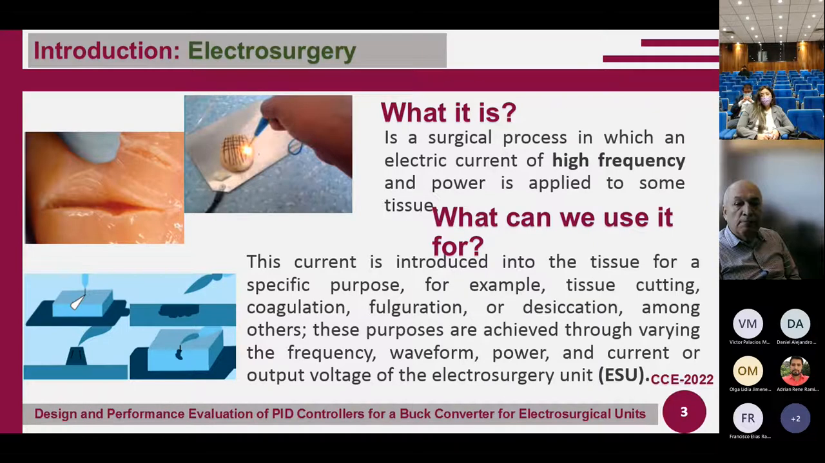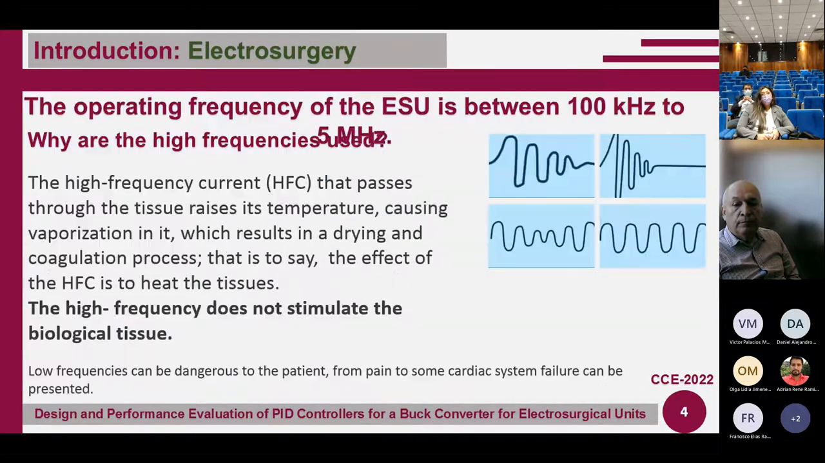ASU. And this picture shows the putting of electrosurgical units into a chicken tissue. Okay, the operation frequency of the electrosurgical units is between 100 kHz and 5 MHz. Okay? The high frequency process shows the tissue rises in temperature, causing vaporization, which results in a cutting and coagulation process.